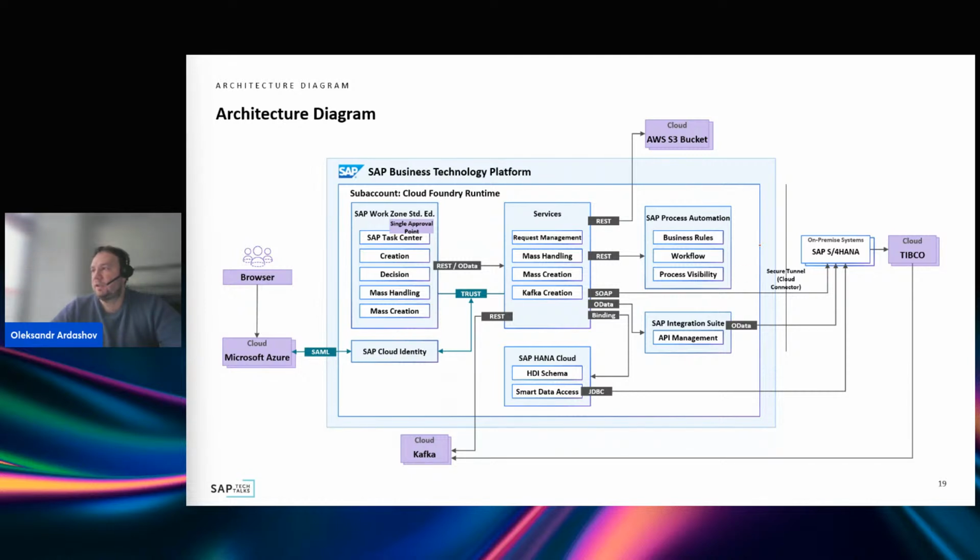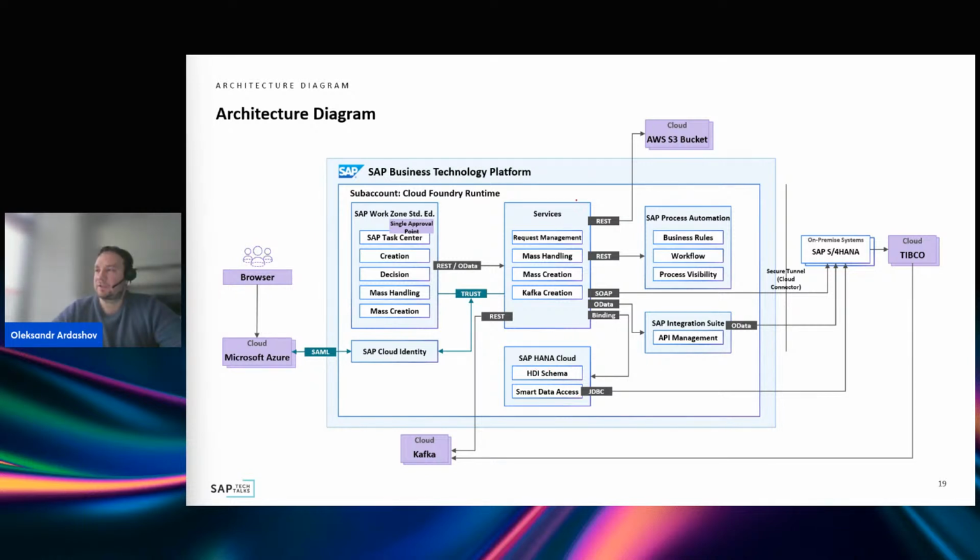Also, already mentioned SAP Process Automation. SAP Process Automation is a set of engines and tools. One of them, the central tool, is the workflow engine, along with business rules and process visibility. As a persistence layer, we use the offering provided by SAP, SAP HANA Cloud.